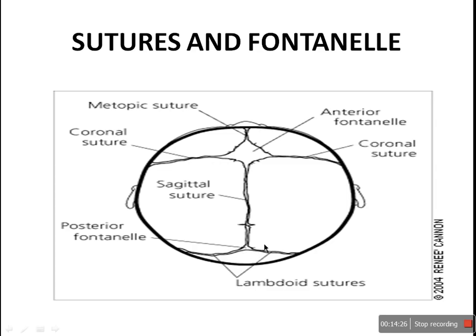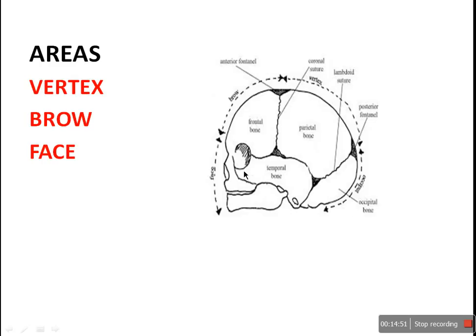This posterior fontanelle will close around 6 weeks, 1.5 months, or sometimes it will take 2 months. The anterior fontanelle will close at 1.5 years or 18 months. So these are the two fontanelles, anterior fontanelle and posterior fontanelle.